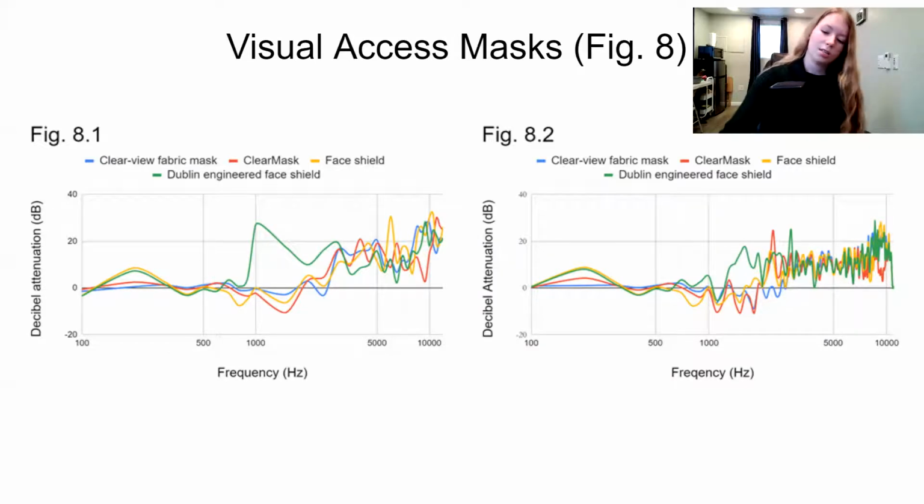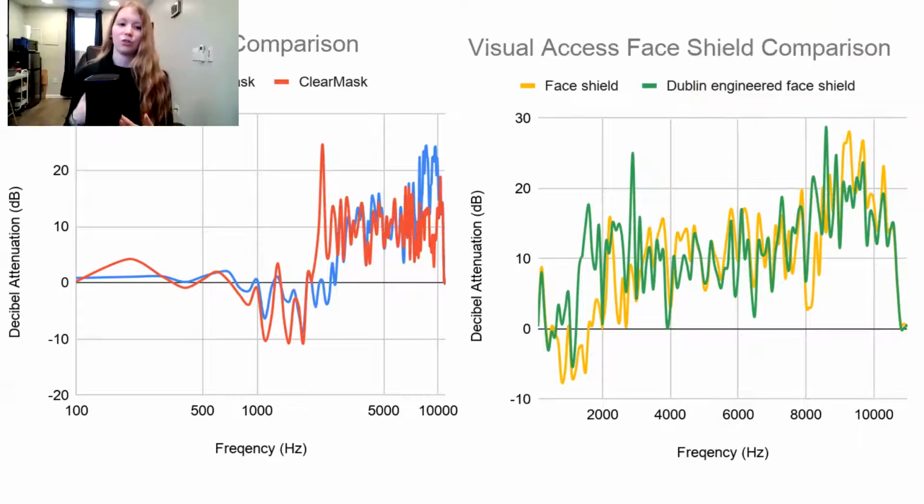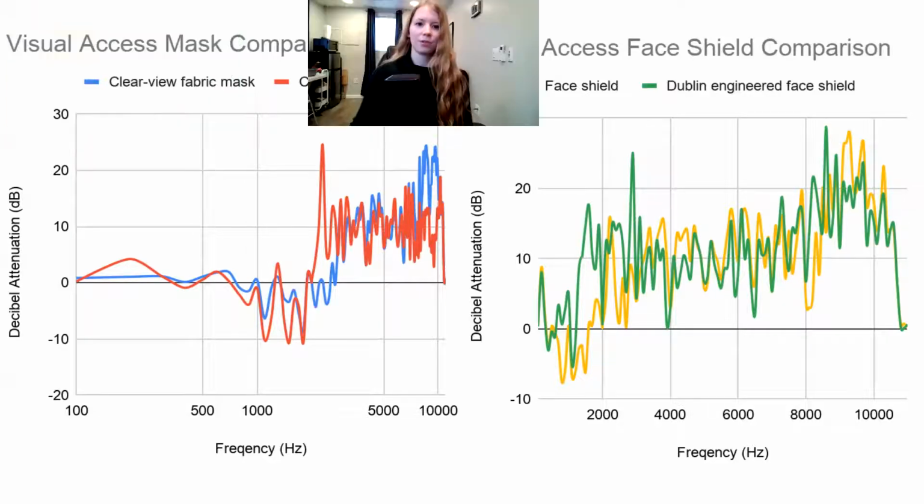So spreading these out a little bit, we can see the visual access mask comparison in terms of the Clearview fabric mask and the clear mask, and then over on the right, we have the face shield and Dublin engineered face shield. Please feel free to pause the video if you'd like to look at these graphs a little bit more. I believe that there is a more clear example of this in the data table in the next slide, where you can compare the averages of each mask to each other.